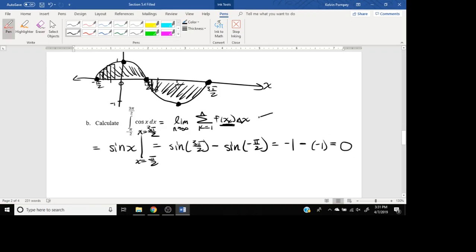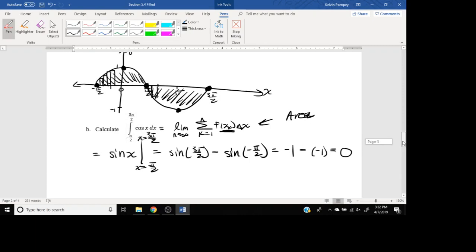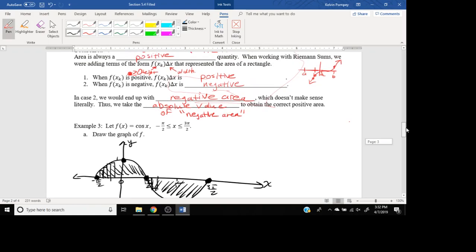Remember, this is a Riemann sum. This has to do with area, right? How do we end up with 0, but we can see area there? The reason for that is because this integral doesn't care if my function is above and below. It's going to make everything above the x-axis positive and everything below the x-axis negative, right? Which is why, if we need the total area, that's what I'm trying to distinguish in this example, going over these concepts here.